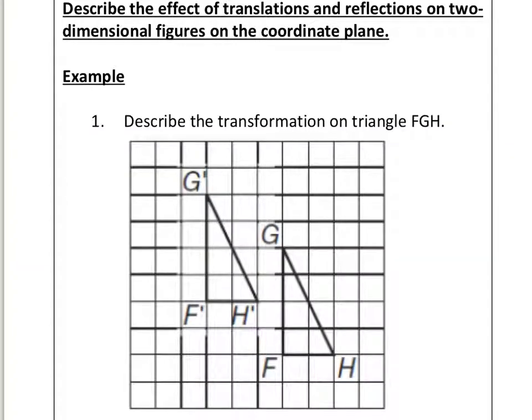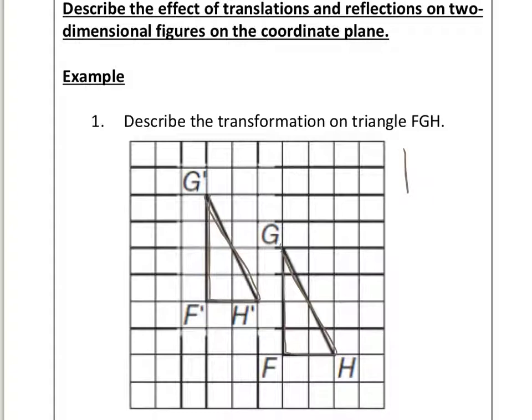Okay, the last thing that we're going to do is they've already done a transformation on some figures here for us, and we've just got to describe what they've done. So let's take a look at a couple of examples for that. On this first one, here's our original figure, triangle FGH, and then we have a new figure, F prime, G prime, H prime, and you can tell that those are the same shape and size. It looks like they just moved that figure. So we've got to figure out how much they moved it.